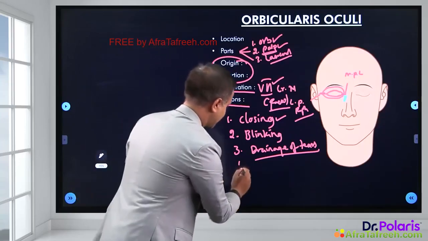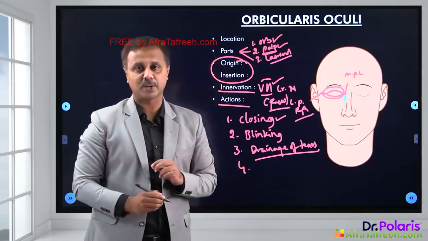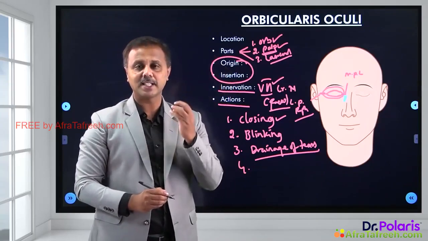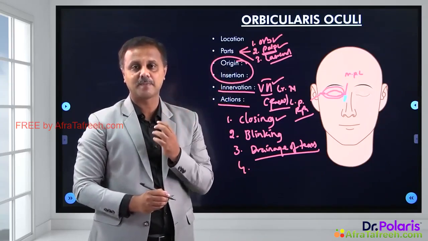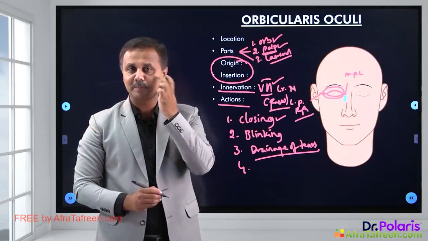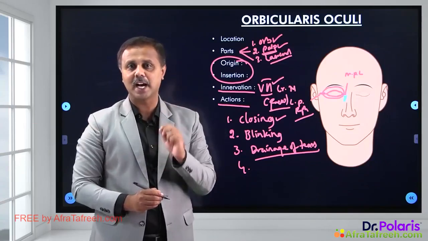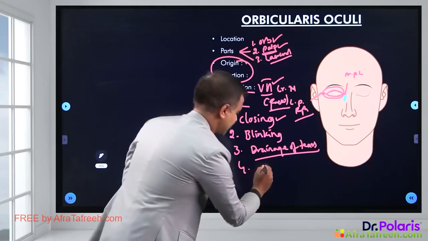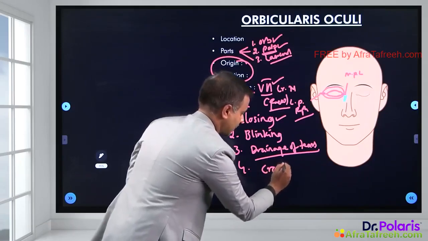The fourth one is not an action of orbicularis oculi, but you can see it as a reaction of aging process. Usually in old age individual, you will see wrinkles coming from the lateral part of the eyelids. Okay? Now this is referred to as crow's feet.